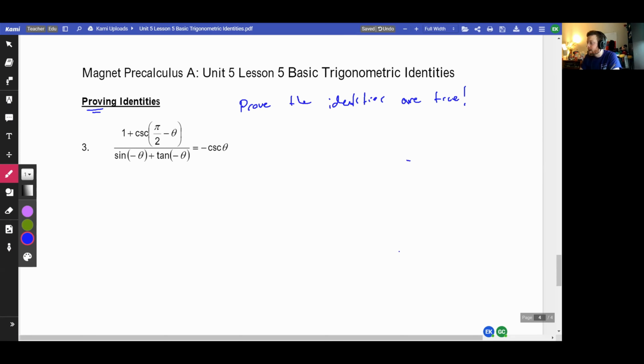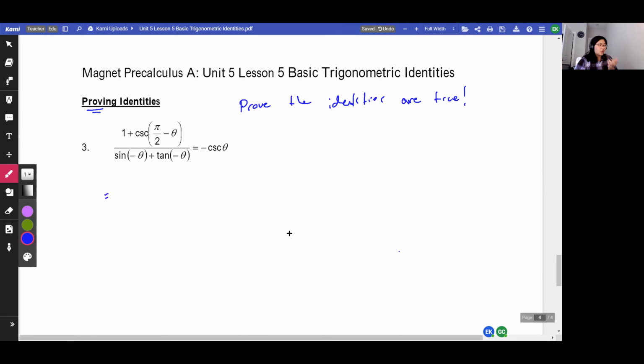Because if I said, hey, turn that into this ridiculous thing, I wouldn't really know where to start. But if I say, hey, turn the left-hand side, this ridiculous thing, into something simple, then my mind goes, well, how can I simplify this? So with that said, how can I simplify the left-hand side?